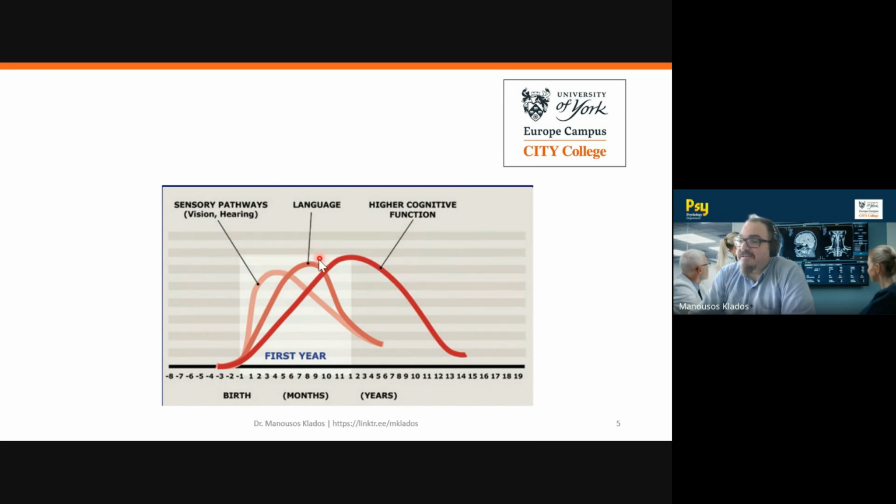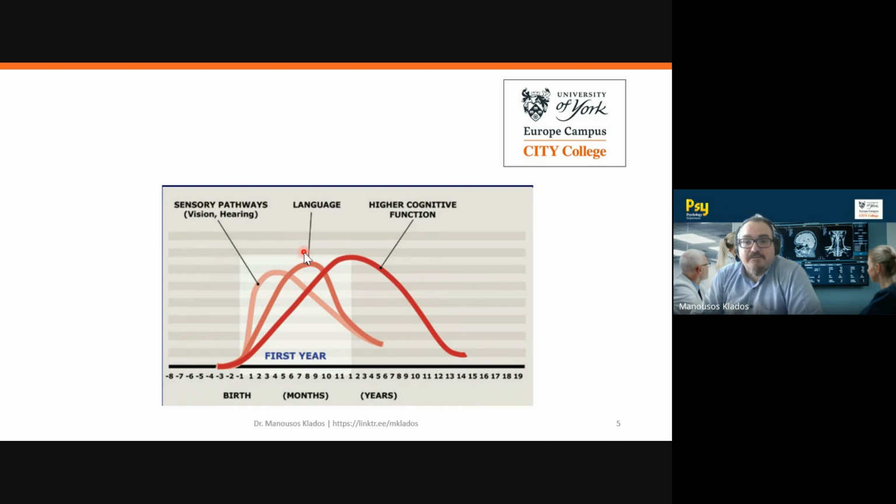Then, after 7, 8, or 10 months, let's say that language goes to its peak in order to start the communication with the parents and communicate the needs and so on. And later on, at around 2 and 3 years old, we have the peak of higher cognitive functions, where the kid starts to learn and combine things from the stimuli that it gets from the sensory pathways and so on.